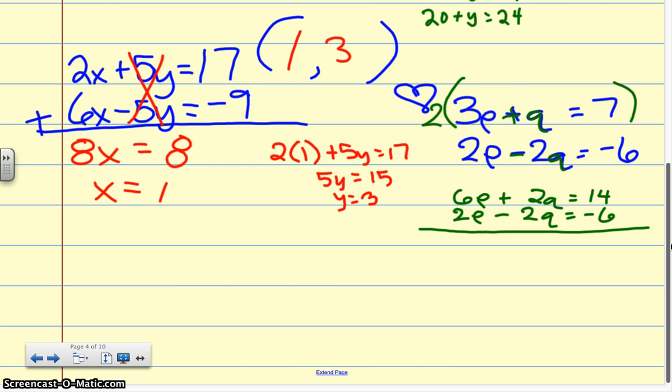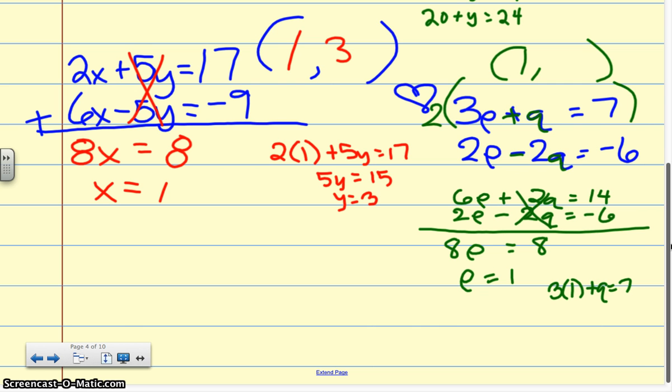Combine. 8p, that cancels, is equal to 8. P is equal to 1. Pick an equation. I pick my top one. So I get 3 times 1 plus q equals 7. 3 plus q is 7. Q is 4.